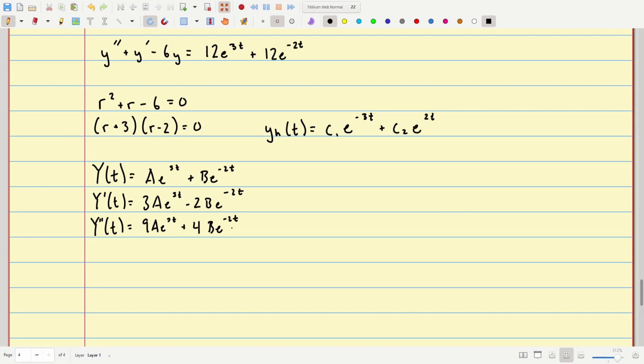In order to get everything set up. Okay. So now what we can do is move to plugging all of this into our original equation. We have 9a e to the 3t plus 4b e to the minus 2t plus 3a e to the 3t minus 2b e to the minus 2t, and then minus 6 times a e to the 3t plus b e to negative 2t.